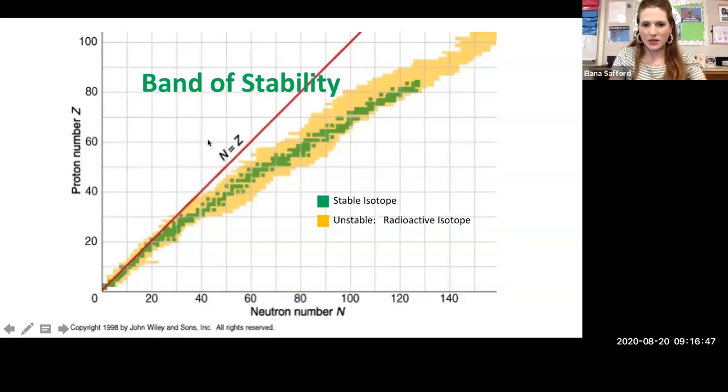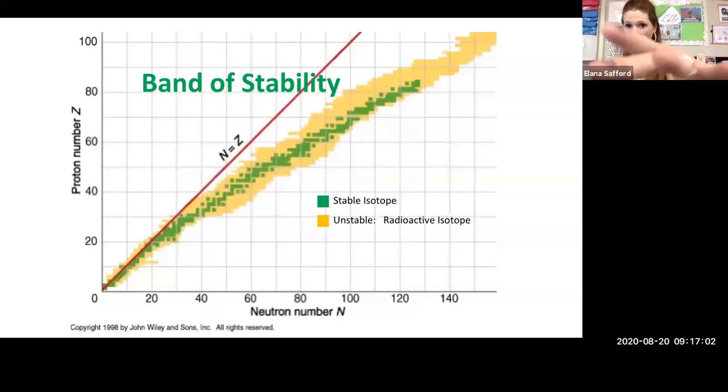This line is really something that I don't want y'all to focus on too much because it's not really going to help you. What it's showing is where the 1-to-1 ratio of protons and neutrons is. You're not really going to need that very much to solve these. Don't focus on that. I think it will just confuse you. I've noticed that this line usually causes students to be more confused than anything else. So please don't focus on that line.